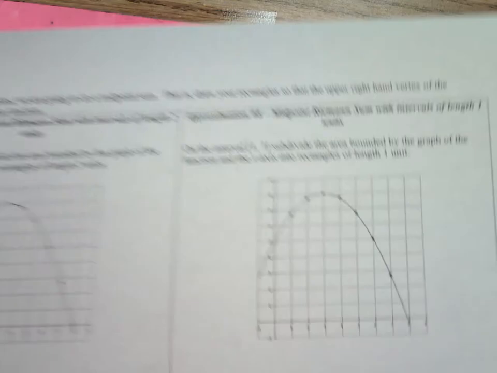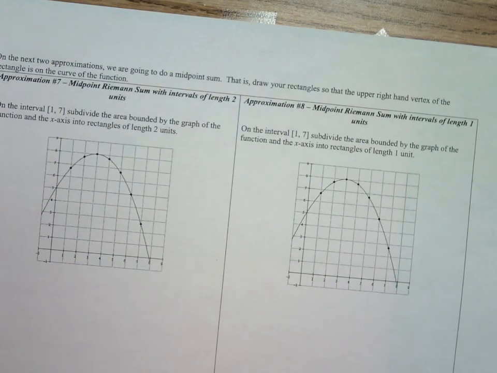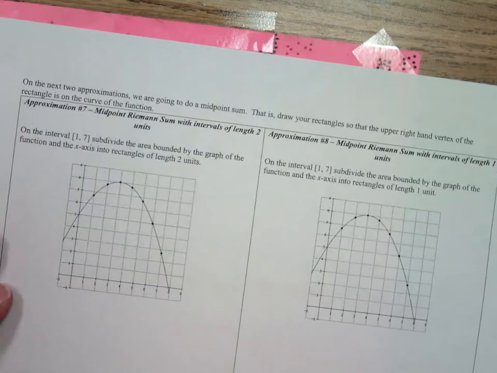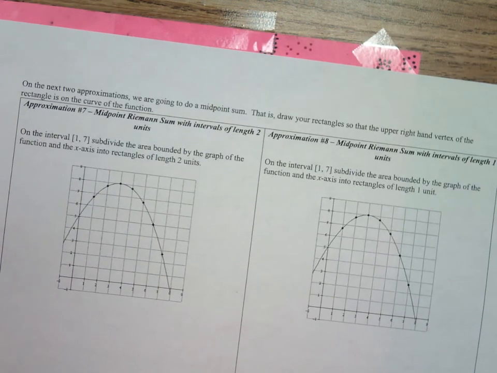Let's try to get through the midpoint before the bell rings. We've got like 8 minutes left. I think we can get through midpoint. All right, so we're going to do midpoint sum. So we're going to draw our rectangles so that the midpoint is on the curve.